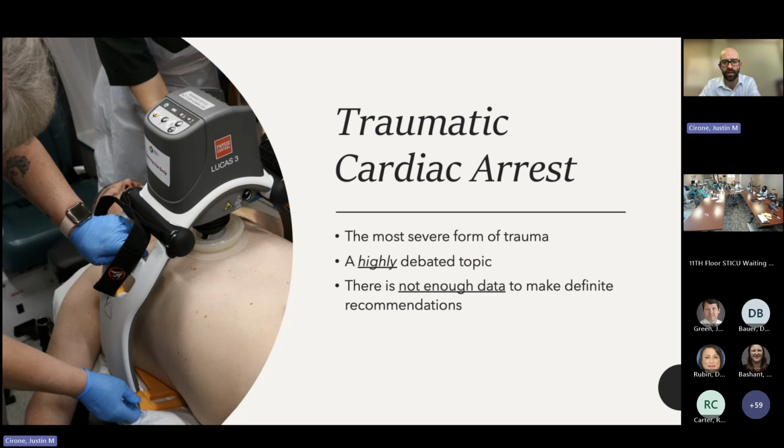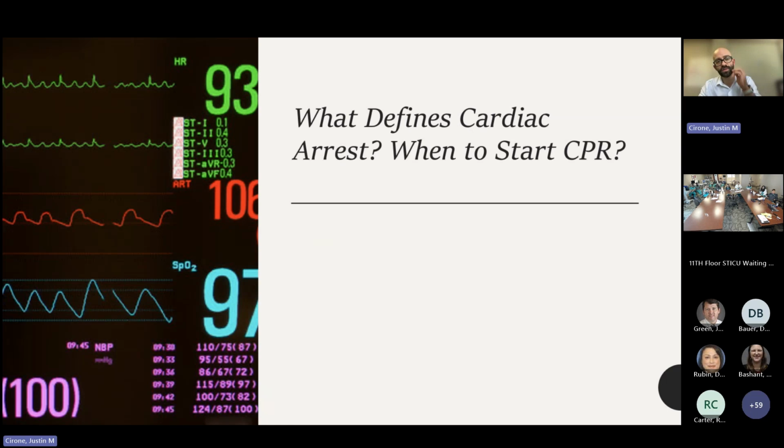And the last one, I believe this is the last topic, the highly debated traumatic cardiac arrest. And I put this in there with the huge caveat that there's not enough data to make a definite recommendation one way or the other. And I am not going to tell you all what to do. Spoiler alert. But it's just something that we often talk about.